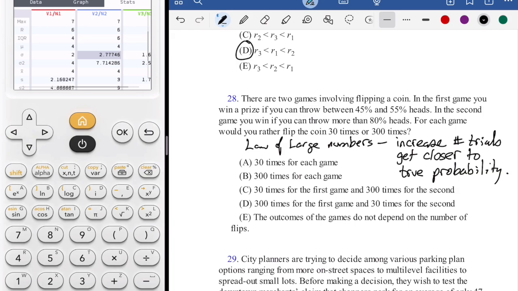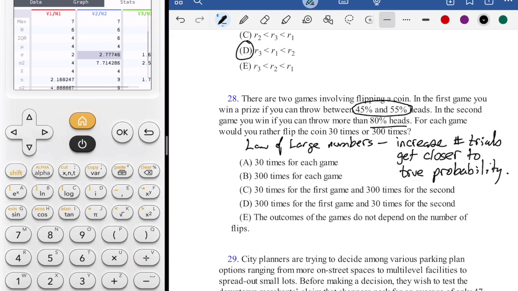If I flip a coin 5 times, it's a lot more possible or probable that I would get all 5 of them to be heads than it would be if I flipped a coin 1,000 times and expected all 1,000 of them to be heads. It's going to regress to the middle. So if I did it 300 times, I'm going to get something closer to this interval than I would get to this interval, I mean, more than 80%.